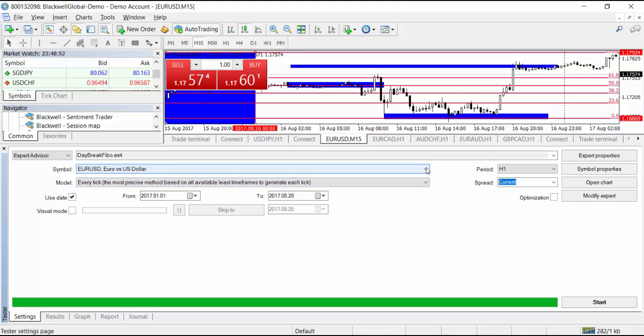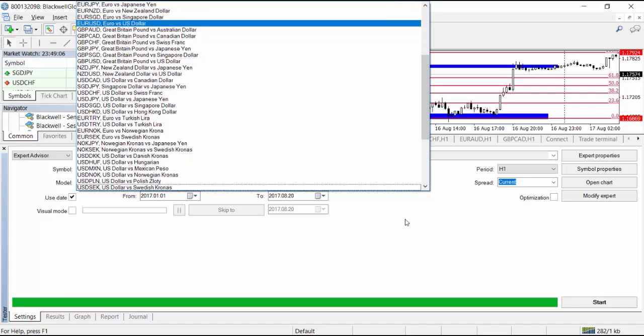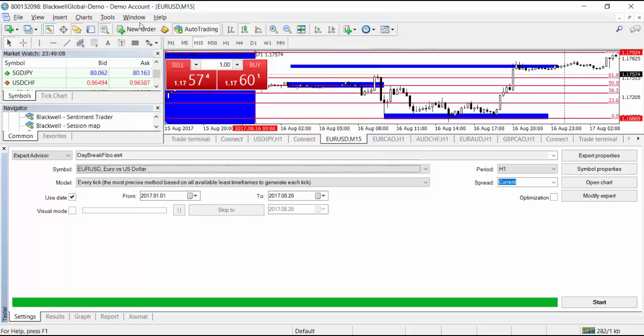So the next day, we hope the Fibo will be triggered. That's probably a more appropriate way of putting it, not broken. I picked the euro US dollar, but as you can see from this list, you can pick absolutely anything that's being provided by Blackwell to you. But let's keep it on the euro US dollar.